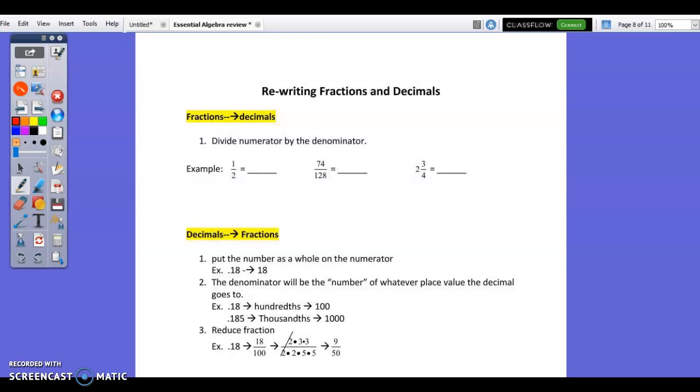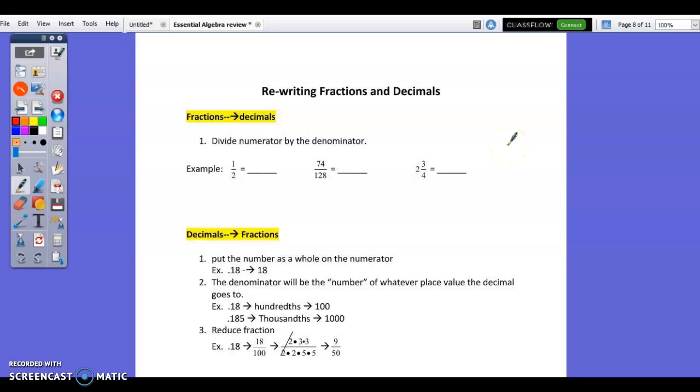All right, class, in this section we're going to talk about the relationship between fractions and decimals, and how we can go between them, whether you want to change a decimal to a fraction or a fraction to a decimal. Really simply, we can do this on a calculator, but I'm going to teach you the concept behind it and why and how that works.